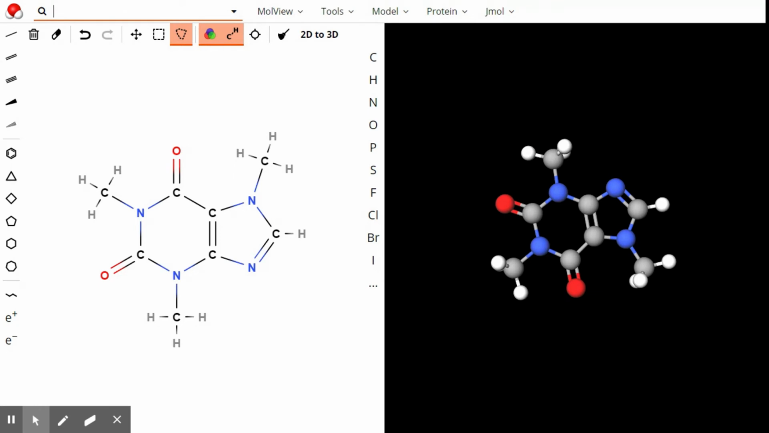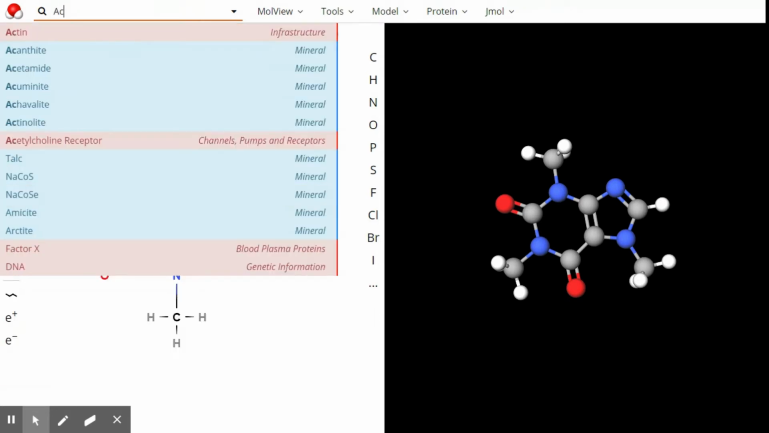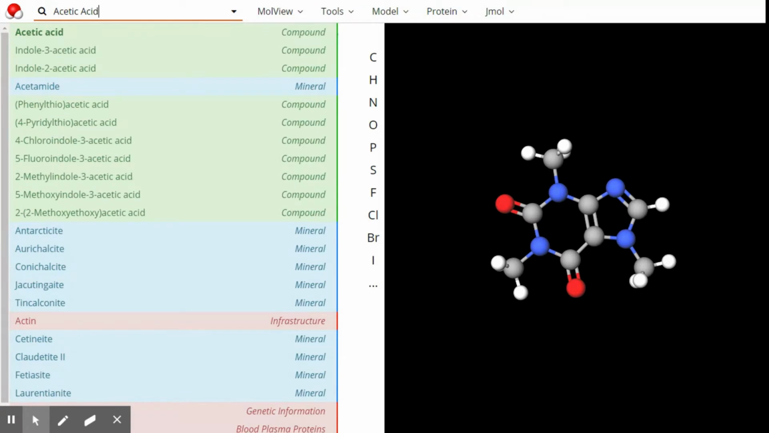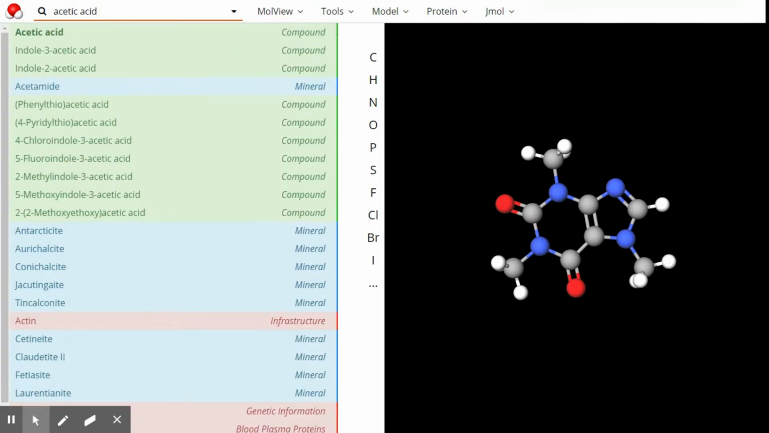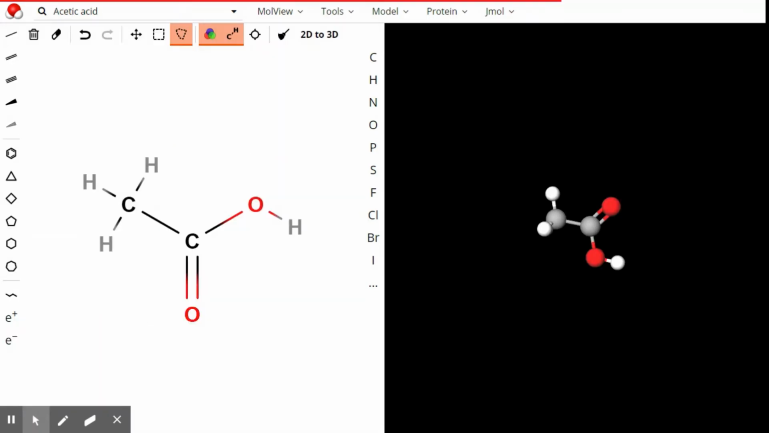Okay, so we've got a couple examples of chemicals to look up. The first two we're going to look at are common cleaning supplies. The first one is going to be acetic acid. So I'm just going to type in acetic acid up here. It doesn't have to be capitalized. You can do it lowercase. Just hit enter in my little search bar, and I get a chemical that looks like this.